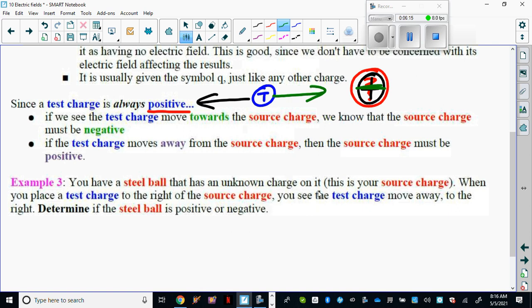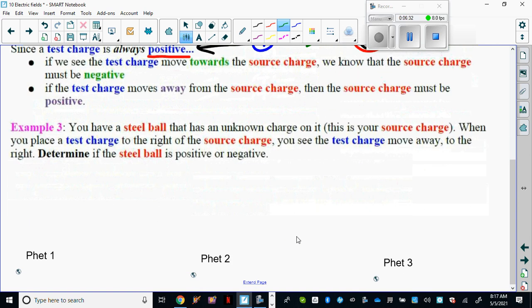Example number 3, you have a steel ball that has an unknown charge on it. This is your source charge. You're trying to measure what the charge of the source charge is. When you place a test charge to the right of the source charge, you see the test charge move away to the right. Determine if the steel ball is positive or negative.